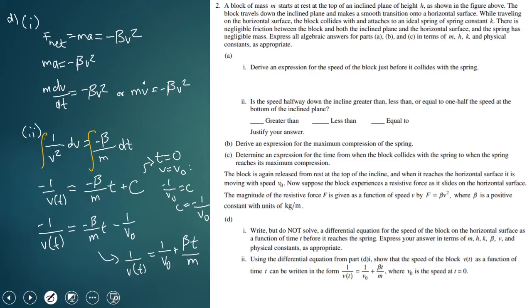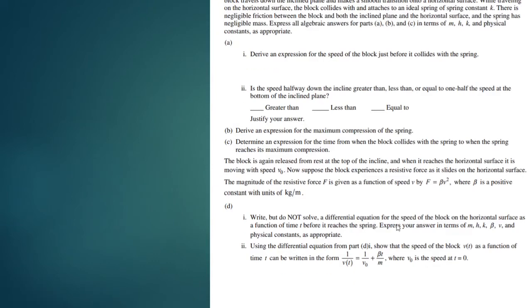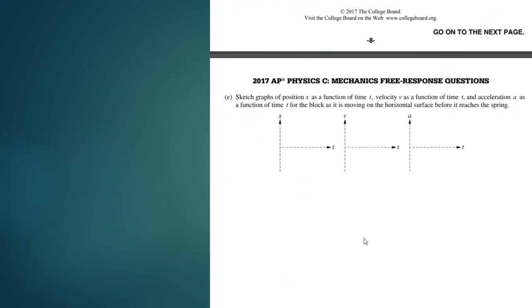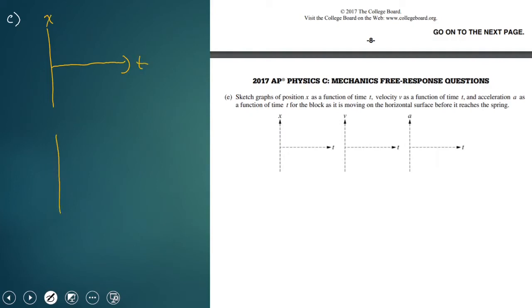Okay, so that shows how we can derive this expression from the differential equation. Now part E, a little bit of a graphing exercise. Luckily in this one we don't need to be super precise, so this is my x at t, this is my v at t, and down here I'll do my a at t. So it says sketch graphs of position x, velocity v, and acceleration a as a function of time as it is moving on the horizontal surface before it reaches the spring.